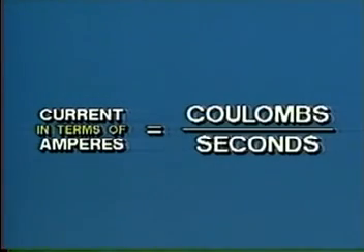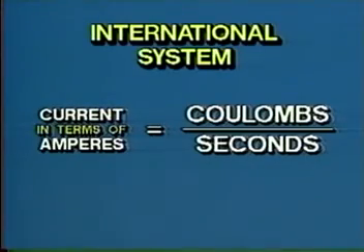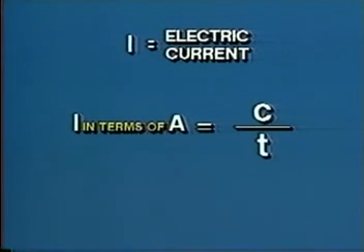Therefore, current in terms of amperes equals coulombs divided by seconds. This statement can be expressed using abbreviations called the International System. Capital C stands for coulombs. The capital A is for amperes. Capital I is for electric current, and a small t stands for the time in seconds. Therefore, the equation reads, current I in terms of amperes A equals coulombs C over seconds, small t.